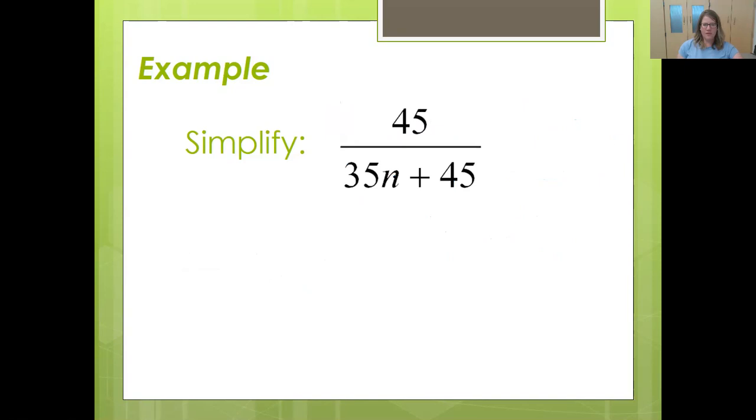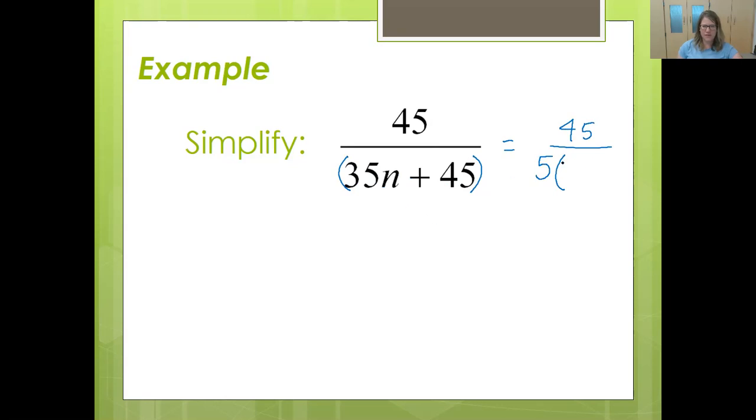45 over 35n plus 45. So again, it's really tempting to just cross out those two 45s. We can't do that because this is not multiplied by the other things down here. It is added. So we need to think of this as one number. Okay. So instead what I'm going to do is factor out the greatest common factor in the denominator. So I'm going to pull out a 5.